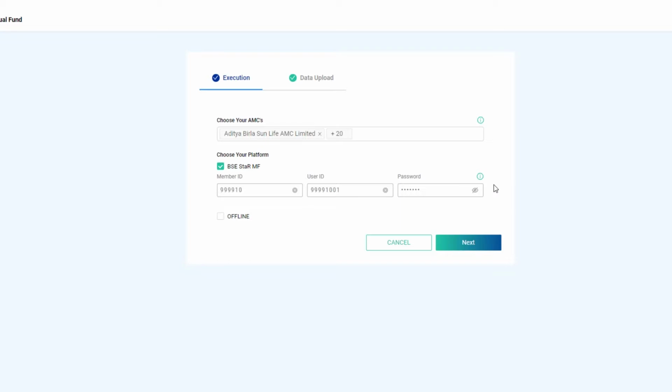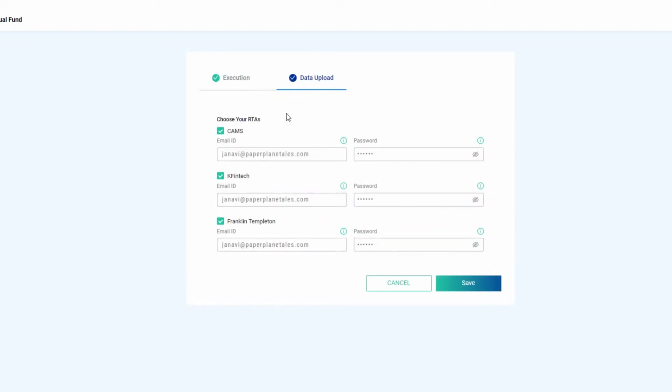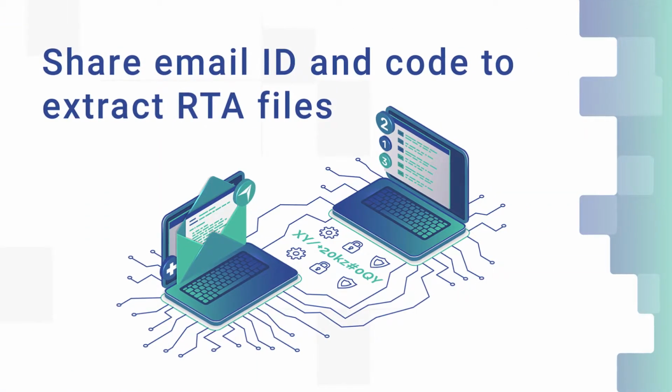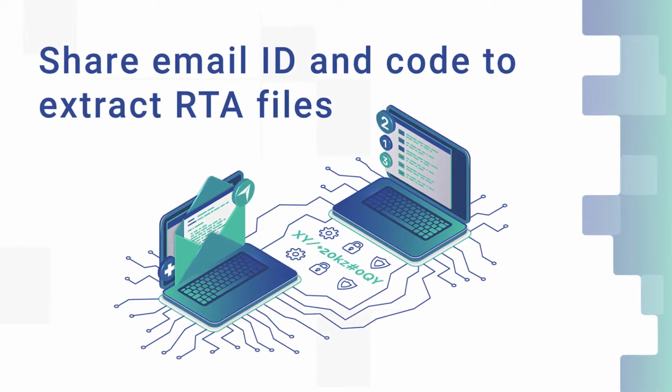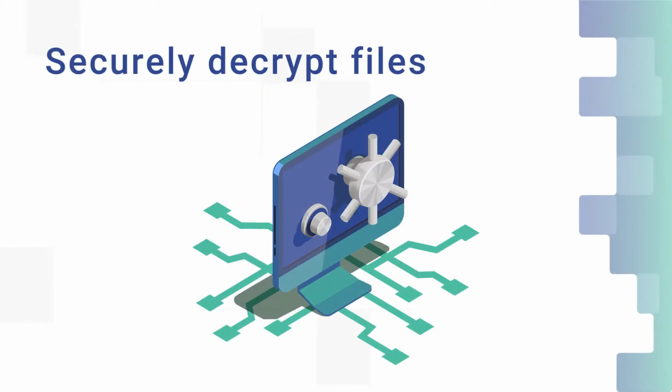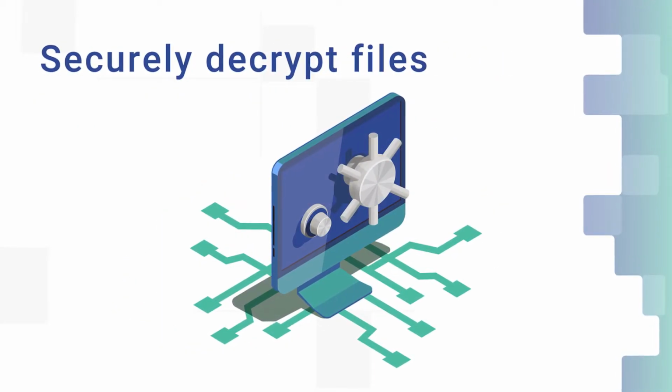For online execution, you are required to enter your BSE Star MF credentials, which are validated by the BSE API. Integration of your RTA reverse feeds from your login at CAMS, KFintech and Franklin Templeton to a Finso email ID can be done by sharing the precise email address and password or key to decrypt the respective encrypted file.